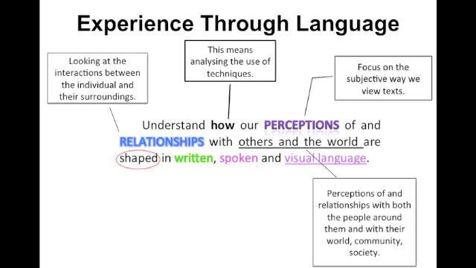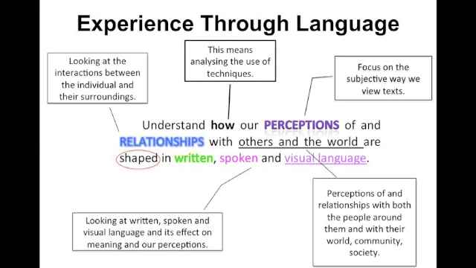So we're looking at how our interactions, how our perceptions are shaped in written, spoken, and visual language. So we're looking at those three things. We're looking at written language, we're looking at spoken language, and we're looking at visual language, which also means things like images, our visual literacy, film techniques, but it could also be about the structure of a text and its form. And the effect that those things have on meaning and on our perceptions.